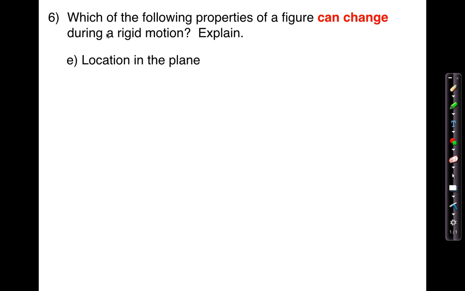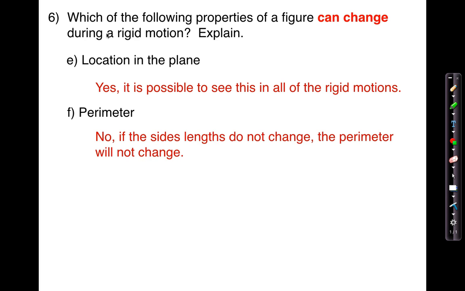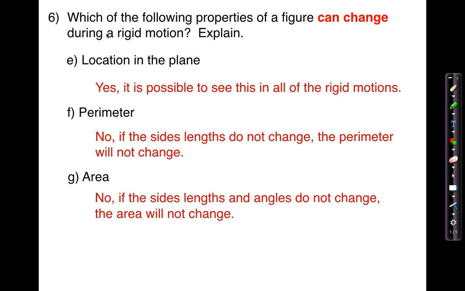So we're going to say no, it's not going to change. What about the location in the plane? I'm going to say yes, it happens all the time with rigid motion. It happens with translations, reflections, and rotations. What about the perimeter? Again, it goes back to the shapes are congruent, and because they are congruent, same shape, same size, the perimeter is also going to be preserved. So no, it's not going to change. What about area? Again, with rigid motion, you're going to have congruent shapes. When you have the same size and the same shape, you're obviously going to preserve the area. So I'm going to say no, it's not going to change under rigid motion.